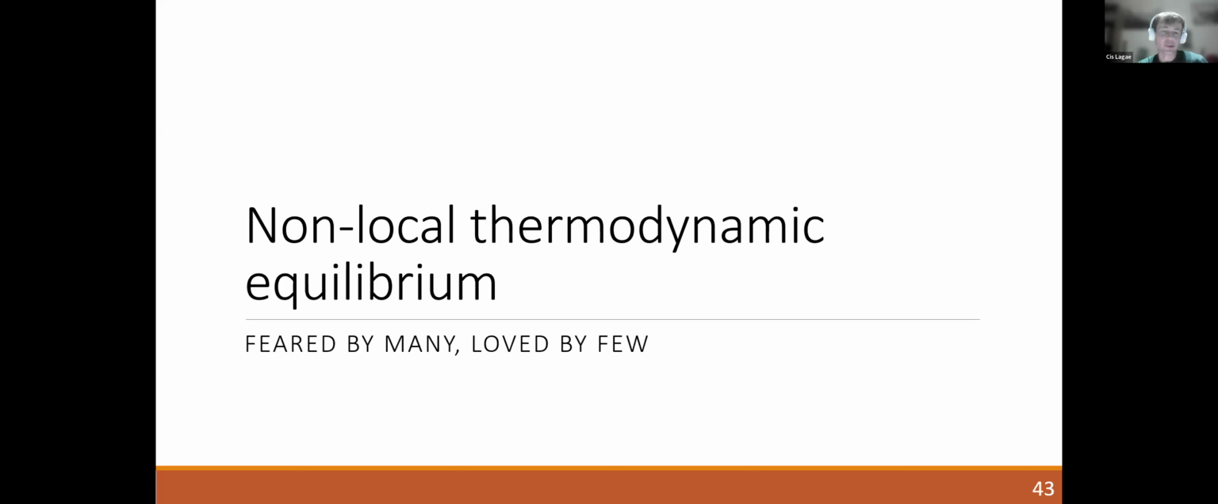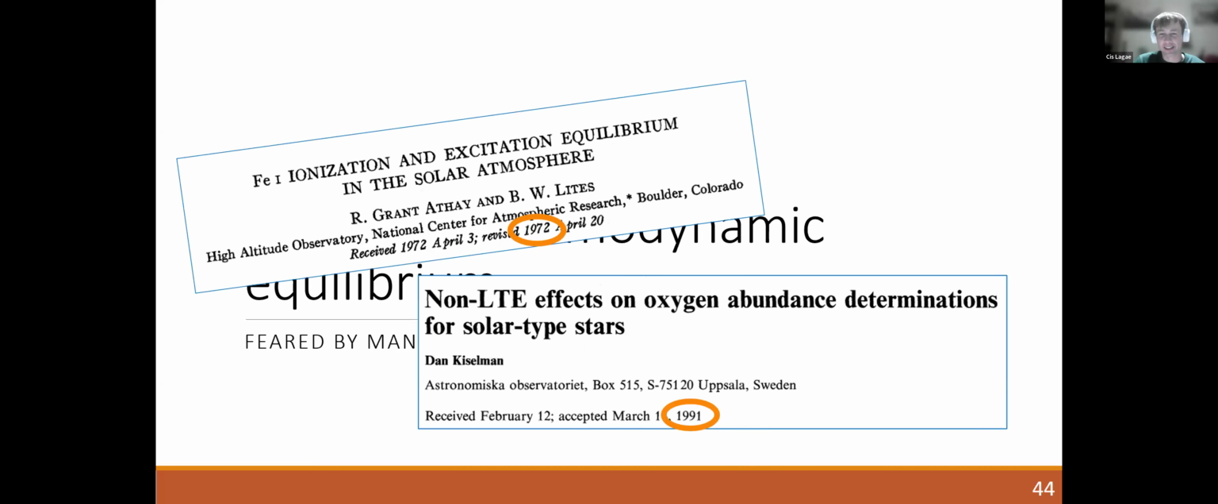Right, on to the big one, non-local thermodynamic equilibrium. This is something I spent four years of my PhD on, and I know a lot of people hate it or try to stay away from it because it's very complicated. It doesn't have to be, especially since it's been 50 years since the first mention of this by Athay in 1972, and in 1991 the first non-LTE modeling took place by Dan Kiselman in Uppsala. So that's 30 years of people modeling this, but it's still not very prevalent in the community, sadly.